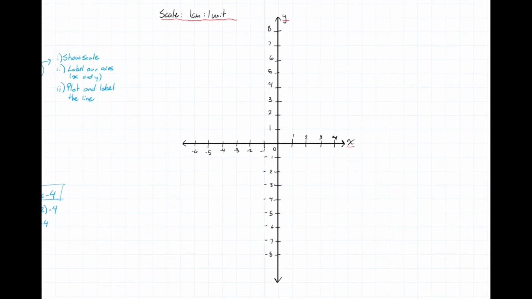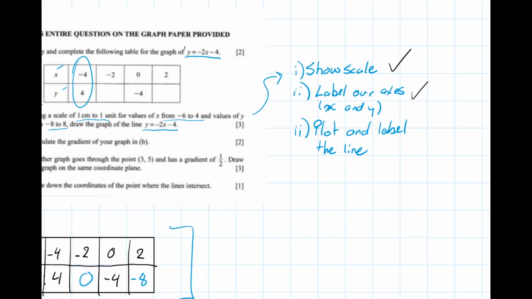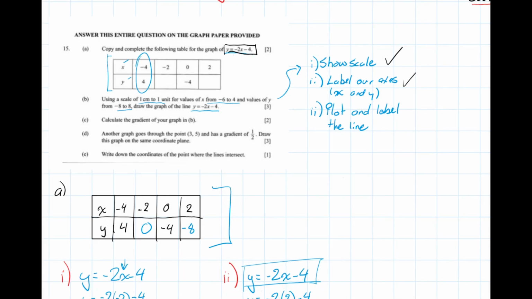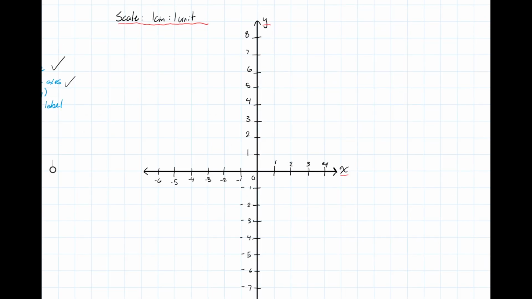So now that we have our graph set up, we already showed our scale, and we labeled our axes, it's time to plot and label the line. Remember we're using the line y is equal to negative 2x minus 4. What we should do to plot this is use the table of values that we already have, because this is going to make it much easier for us. So I'm just going to copy this over and bring it over here for us to use.